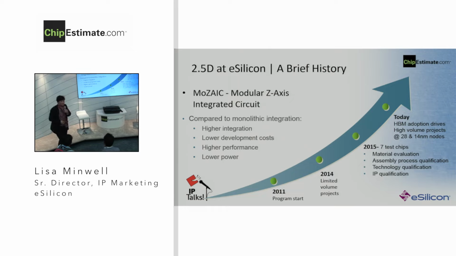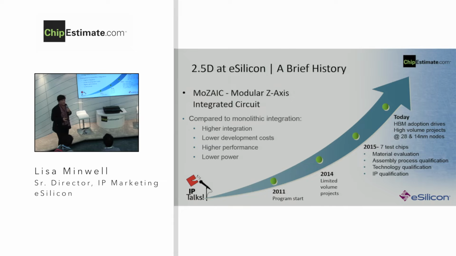So where does eSilicon fit in all of this? eSilicon is an ASIC provider. We also develop our own IP. So in that, we're a semiconductor company. We do packaging and assembly tests, all of these things we control with our suppliers. About 5 years ago, we said, we do a lot of very high-level networking and communication chips, and we were seeing that we were going to run into this problem with bandwidth and with external memory. We had to start looking at this from a packaging solution. So we started this program, called Modular Z-Axis Integrated Circuit, or Mosaic, back in 2011.